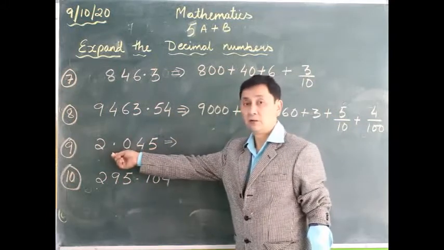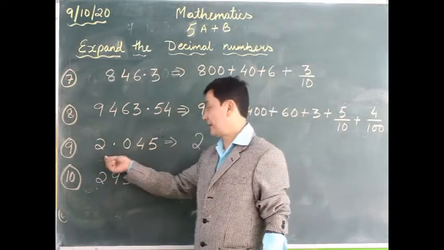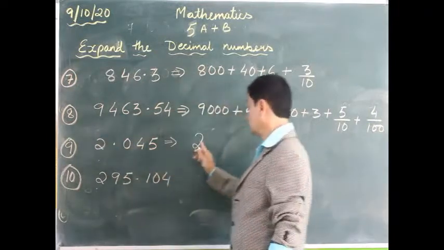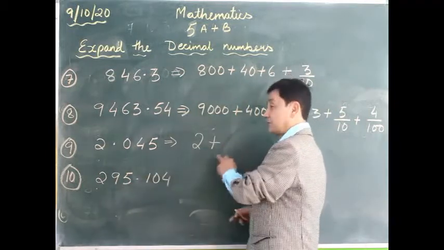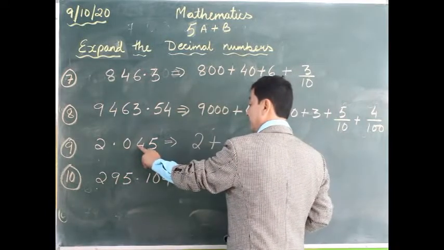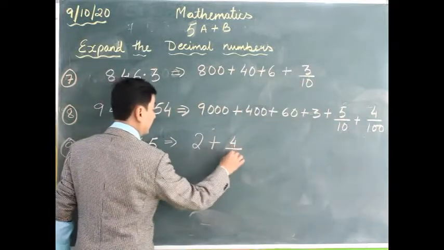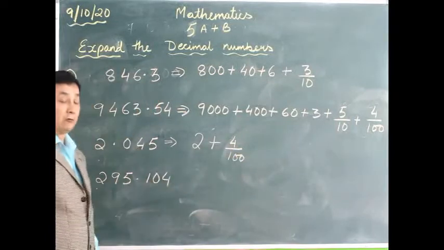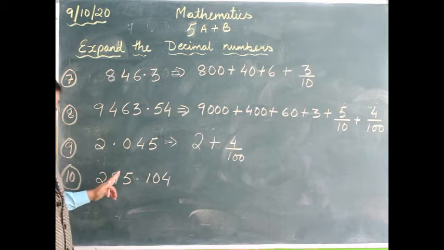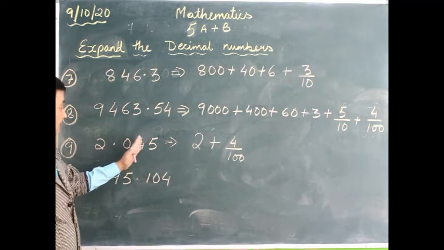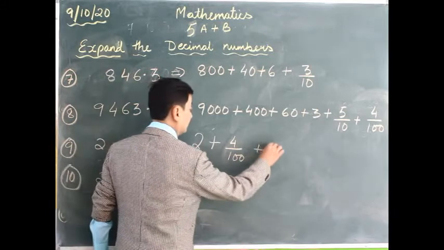So before the point there is only one number. So 2. This is not 200 or 20. This is only 2 ones. Plus, there is a 0 here. Let's not write 0 tenths. We write straight away 4 hundredths, 5 thousandths. Now you may be thinking, why is there no tenths? Because there is a 0 here. This 0 has no value. So no need to put 0 tenths. So if there is 0, move on to the next number. 4 hundredths plus 5 thousandths.